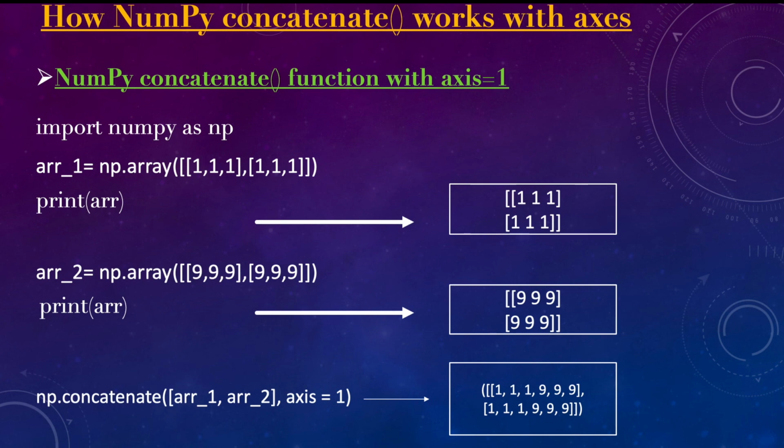These arrays are two-dimensional arrays, so they have two axes, axis 0 and axis 1. Axis 1 is the axis that runs horizontally across the columns of the NumPy arrays. When we use the NumPy concatenate function with axis equal to 1, we are telling it to combine these arrays together along axis 1, as axis 1 is the axis that runs horizontally along the columns.